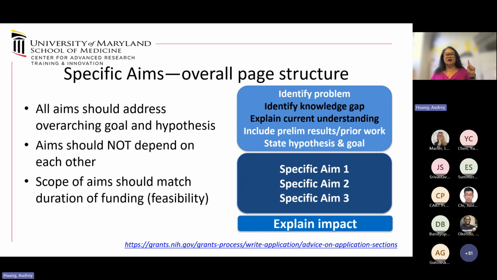And the scope of the aims, again, should match the duration of the funding and the number of people doing the work. So you can't cure cancer in a typical 1-page specific aim, typical R01 grant. You just can't. You're not going to. And keep that in mind, because reviewers don't like that when you're overambitious. Okay.